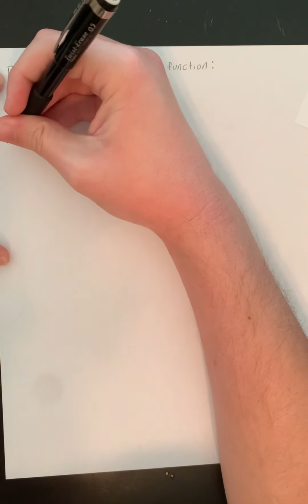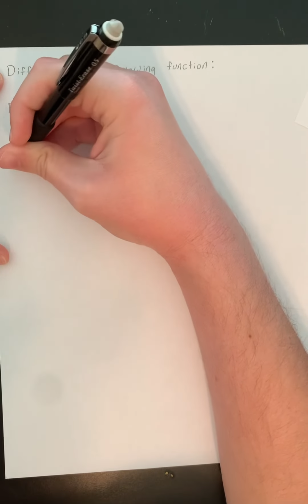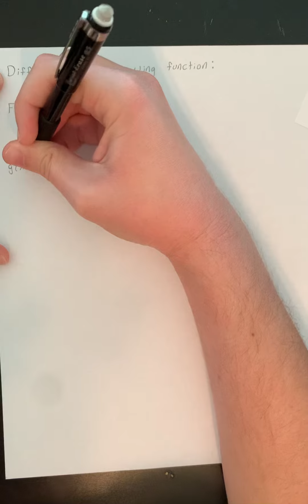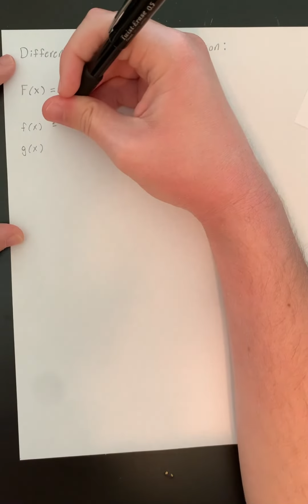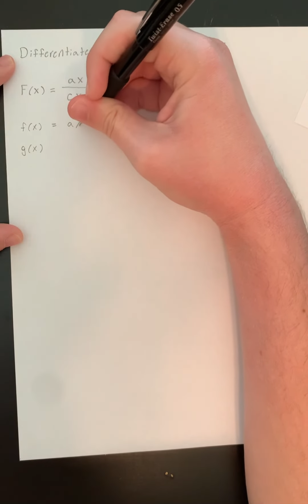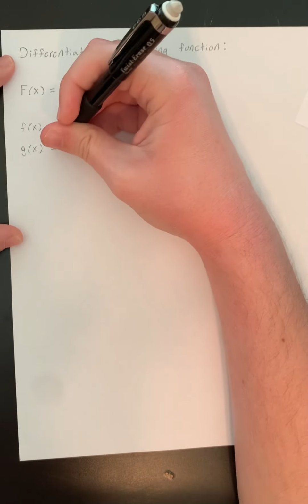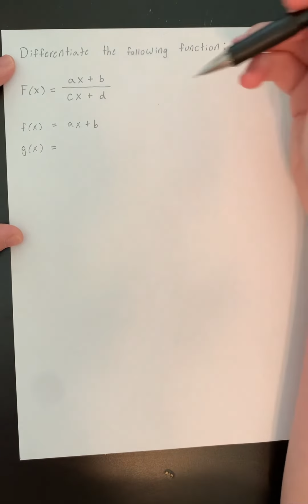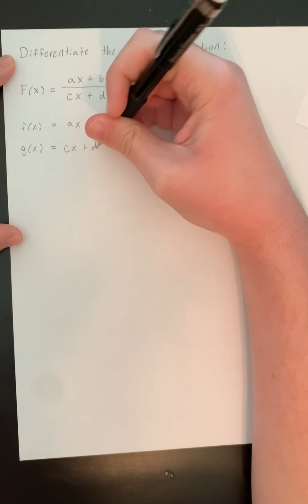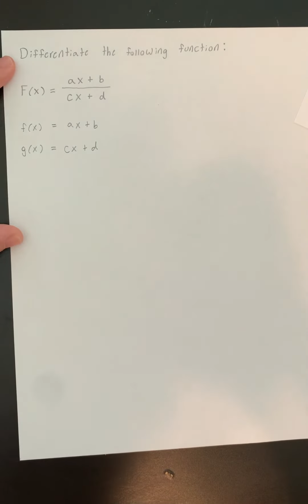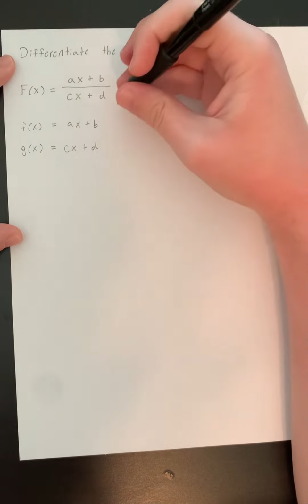So we want to find our little f of x and our little g of x. Our little f of x is just what's in the numerator, which is ax plus b, and a and b in this case are just constants. And our g of x will be what's in our denominator, which is cx plus d. Now that we have those written down, we want to find our little f prime of x and our little g prime of x.